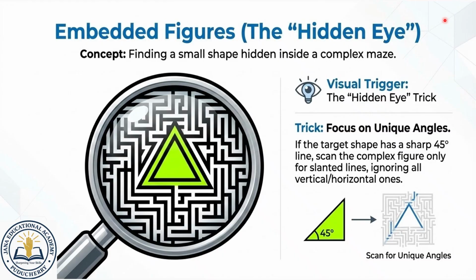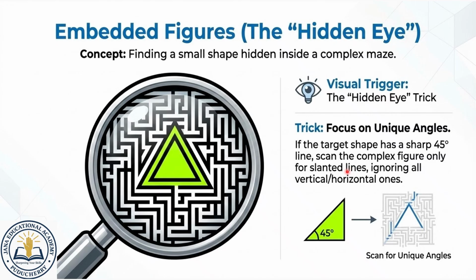Next one is the embedded figure. Embedded figure is nothing but the hidden eye. Find a small shape hidden inside a complex mass. They will give you a complex structure, and we have to find the small shape given. A visual trigger: we have to identify what we need. If the target shape has a sharp 45-degree line, scan the complex figure only for the slanted lines, because it is an angle of 45 degrees.